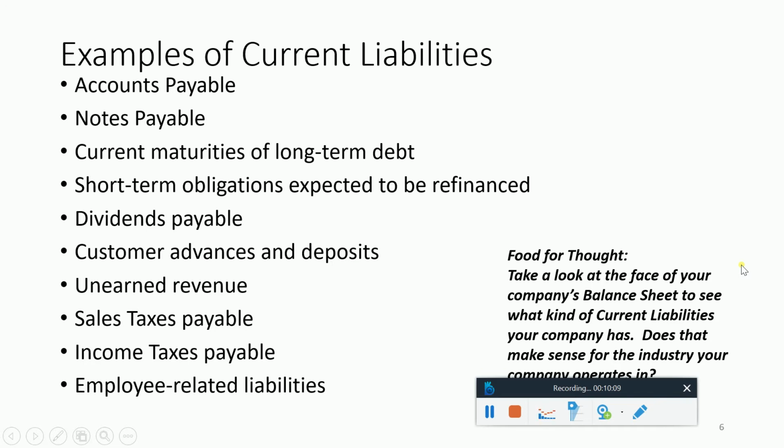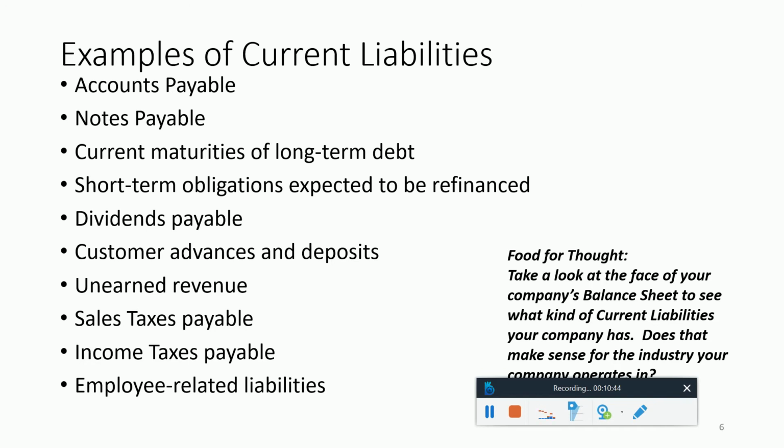Now that we have a good understanding of what current liabilities are, let's take a look at some examples. I already mentioned earlier accounts payable. There's also notes payable, current maturities of long-term debt, short-term obligations that are expected to be refinanced, dividends, customer advances and deposits, unearned revenue, sales tax, income taxes, and employee-related liabilities. And we'll take a closer look at some of these in the next coming slides.